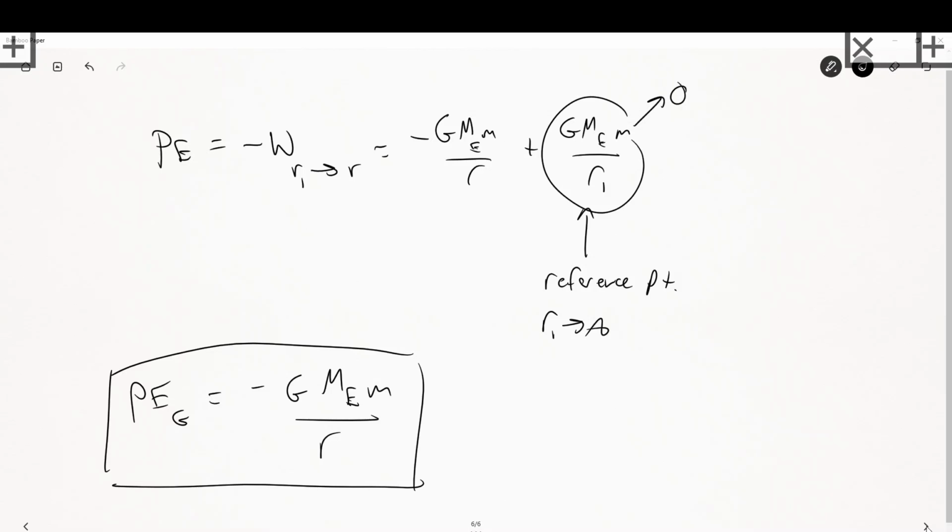So this is how you compute the potential energy for an object. You have some position at which you want to know the potential energy. You have a reference point, and you compute the negative of the work done in going from your reference point to the position of interest. And usually you want to set it up so that the constant of integration you get from this reference point goes to 0.